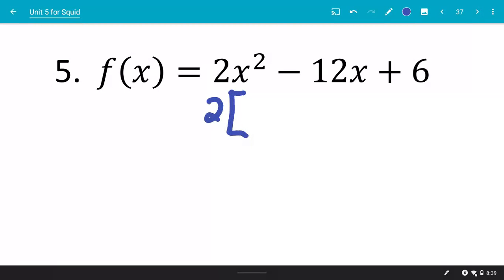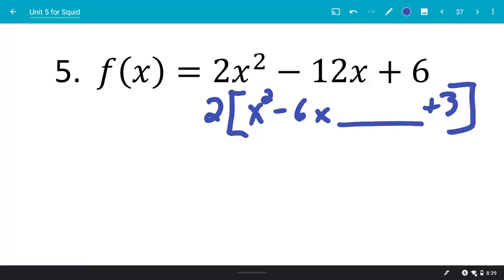2 times x squared minus 6x plus 3. Everybody okay with me pulling out that 2? No problem. So now on the inside, I want to complete the square. So I'm going to leave that space and plus 3. So I left that space. Is that good? All right. Now I just want to focus on the inside for a second. That 2 is going to sit out there, but I'm just going to focus on the inside.